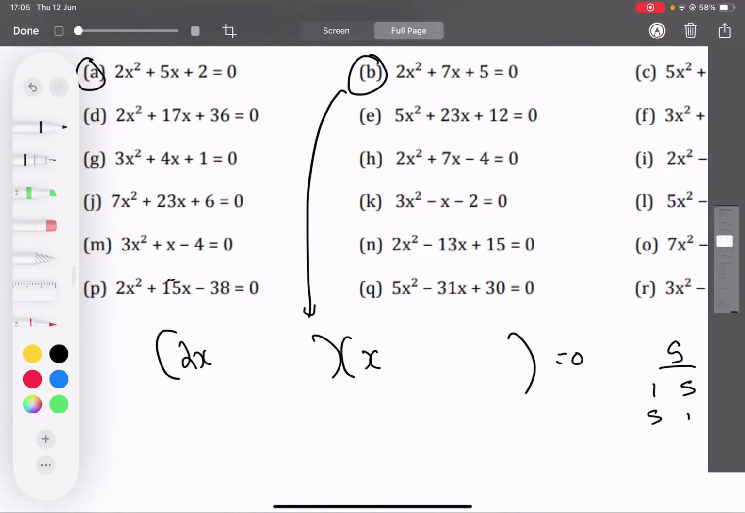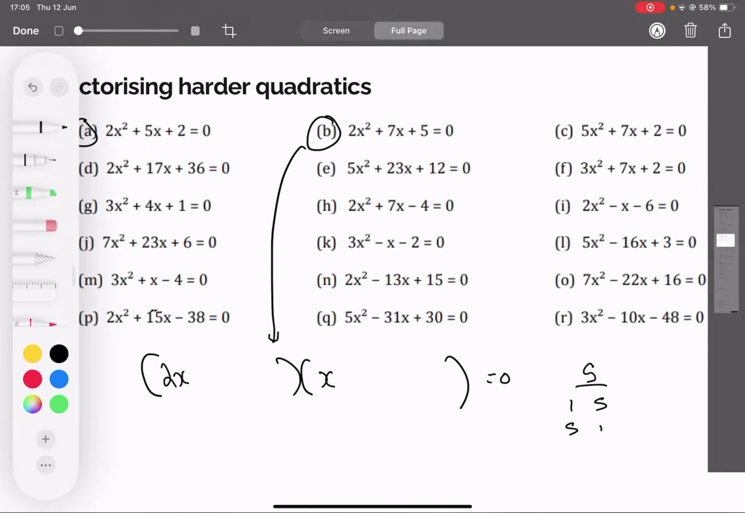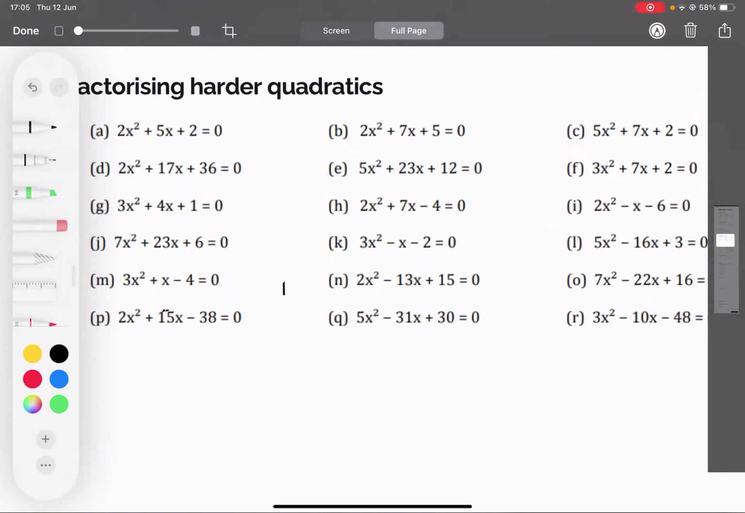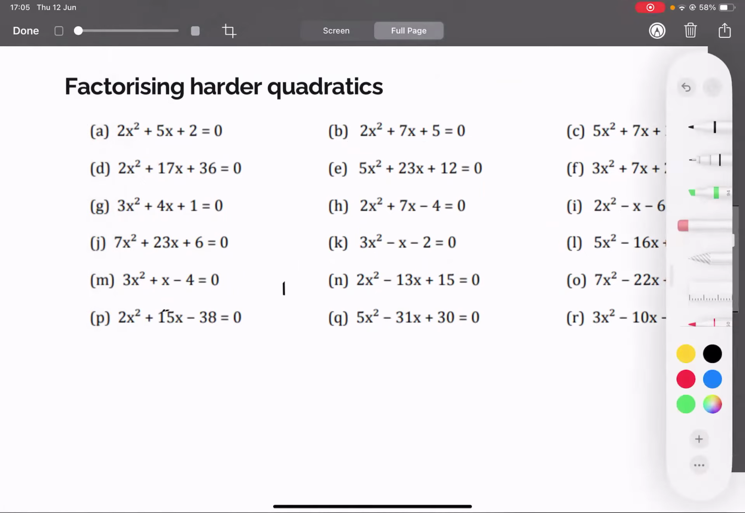Okay. I'll move on to D so that you get a better idea of what the harder scenarios will look like. So for D, you're going to be like, okay, again, it has to be 2x and it has to be x.